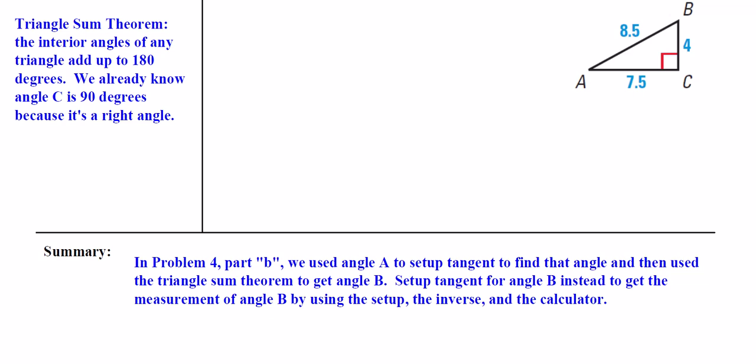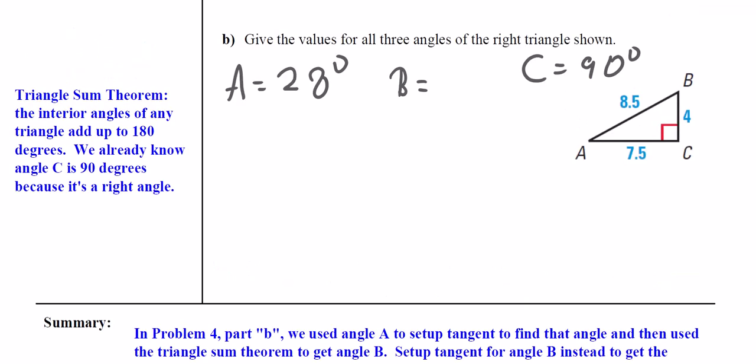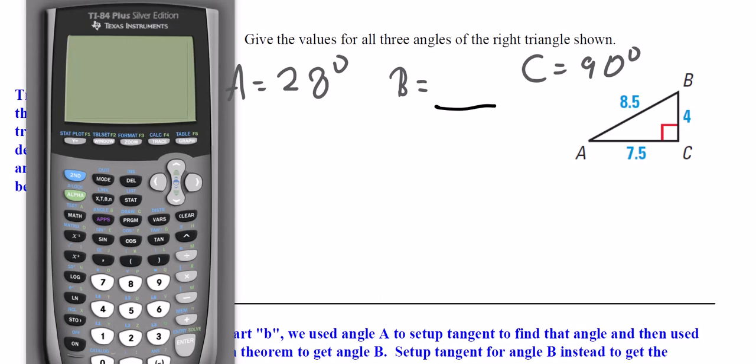For your summary, in problem 4, part B, we used angle A. Oh, we did. That reminds me, we didn't finish part B. So we got A was 28 degrees, we have C is 90 degrees, we're going to find B. So how do we find B? Well, we do 180 minus 28 minus 90 because of the triangle sum theorem, and we get that B is 62 degrees.